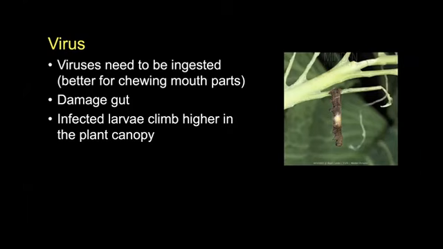infected larvae is that once they get infected, they climb higher. They climb as high as they can in the plant canopy, and once they die there, they will appear like this in the picture, hanging on the top. From there, the virus spreads from top to bottom and infects the other insects.